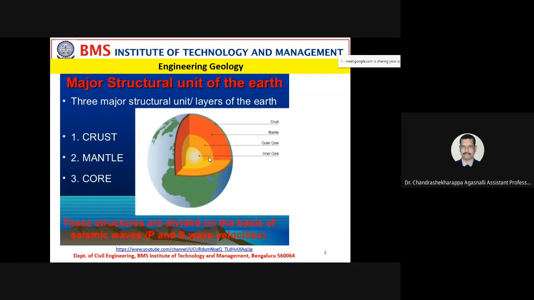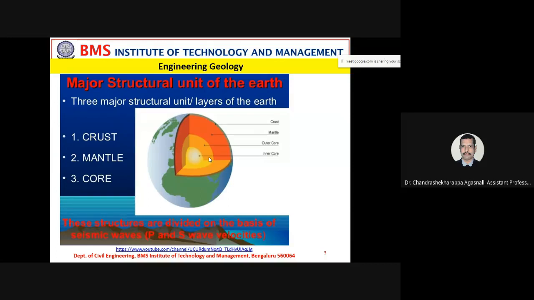Okay, and the next one is on what basis these structures are classified, I mean, divided. Up to 30 to 45 kilometers, sorry, 40 kilometers, it's the crustal part. Okay, and the next one is the mantle part. It's up to 2,700 kilometers.